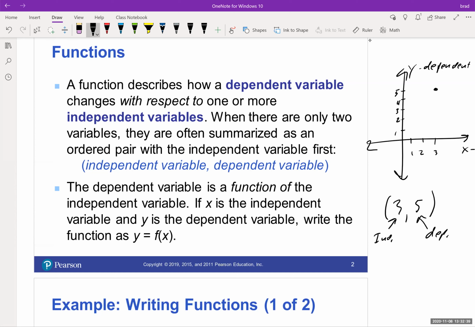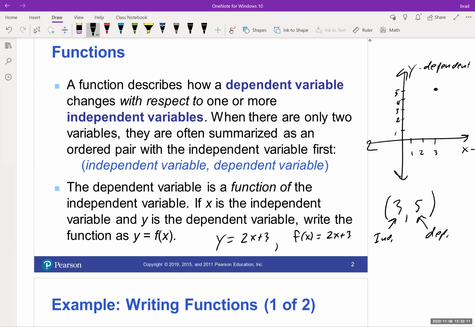The dependent variable is a function of the independent variable. So if x is the independent variable and y is the dependent variable, write your function as y equals f of x. So this basically is saying that instead of saying y equals 2x plus 3, we're now going to say f of x equals 2x plus 3. In general, there's no difference. For the most part, you can always think of f of x as y, but they just want to give it more notation than just y.